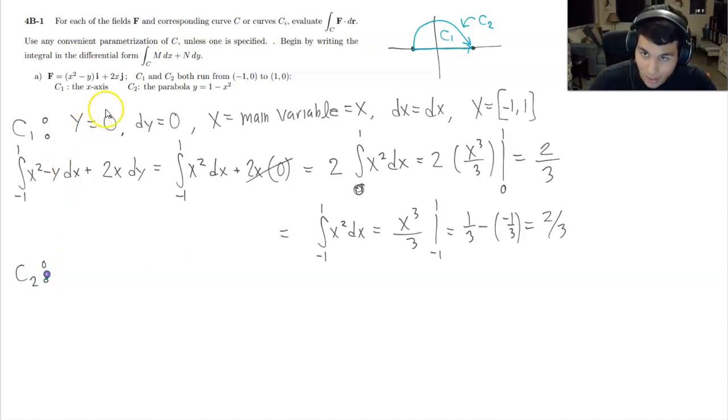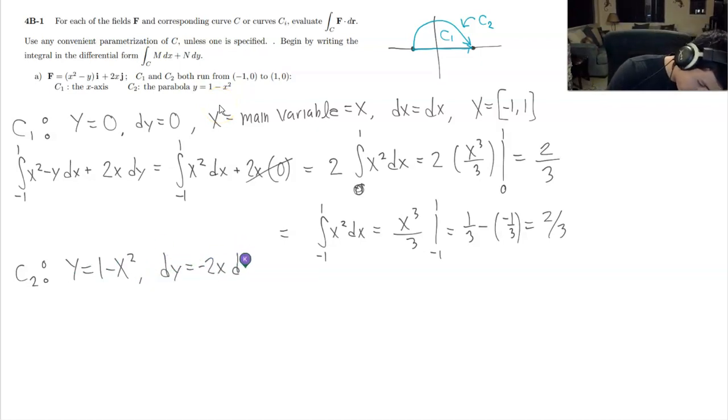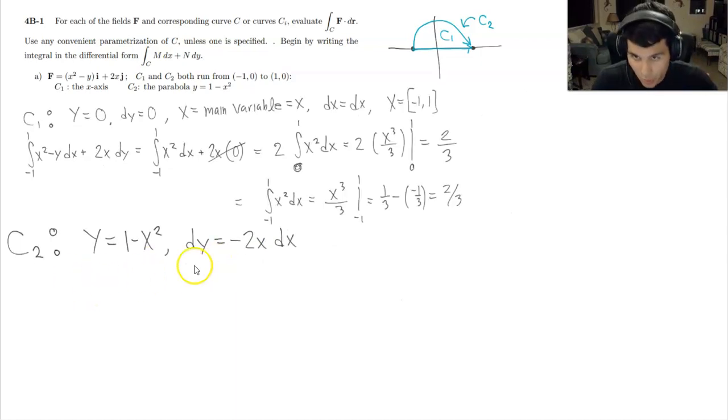C2. Oh, look at that, we got a nice equation for it. Well, y is equal to 1 minus x squared. What does that mean? Well, dy is equal to -2x dx. I just had to shrink everything because I was running out of space. So there we go. y is equal to that because it literally says so, and dy is this because we know how to take the derivative of that.